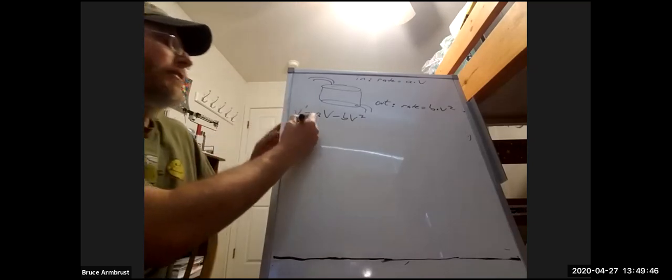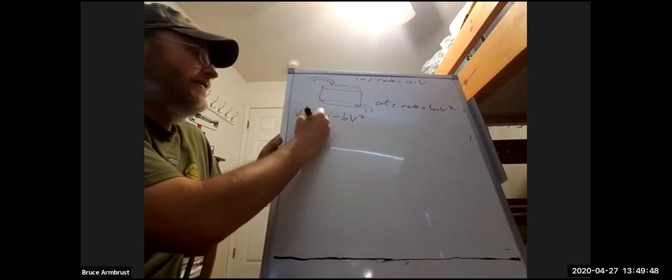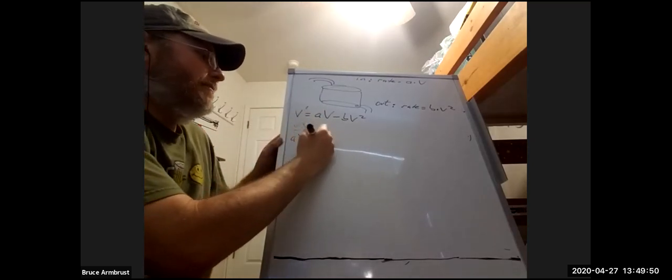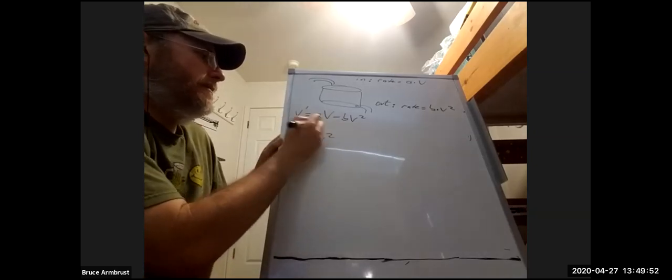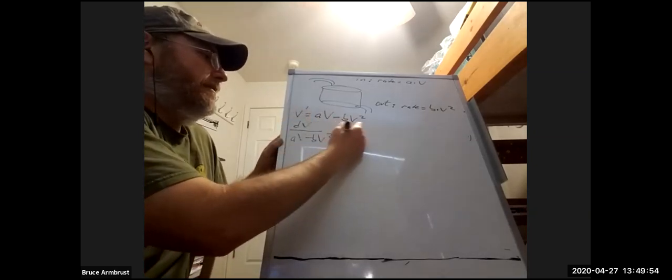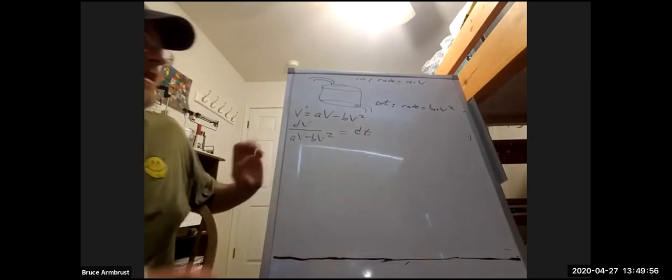I can rewrite this as dv over av minus bv squared equals dt. So this guy is separable.